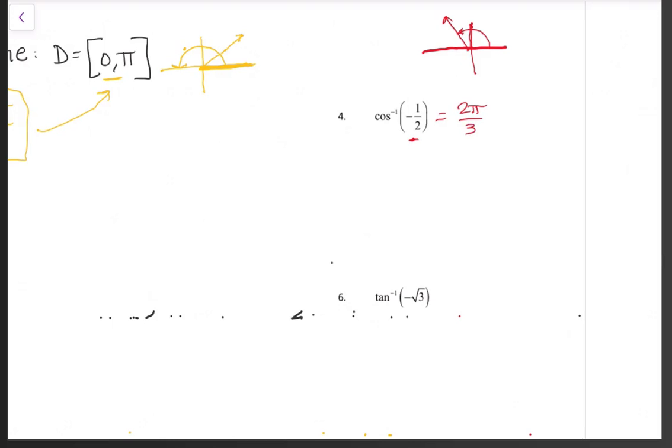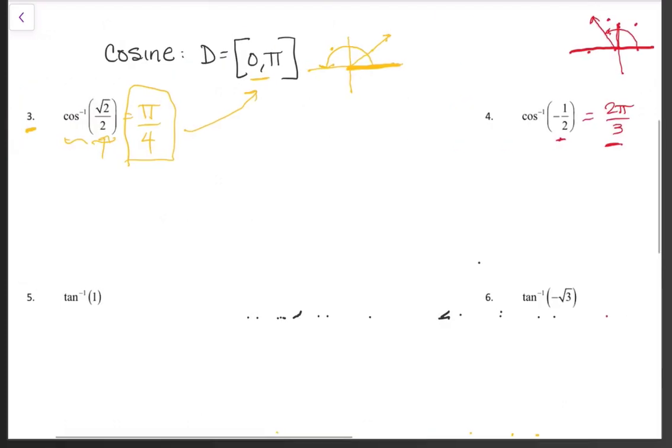So again, because we're talking about this first and second quadrant from 0 to pi, my angles are always going to be in the counterclockwise positive direction. So I should be giving positive angle values for these inverse cosines.